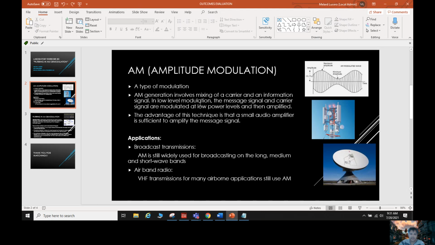So AM generation involves mixing of a carrier and an information signal. In low-level modulation, the message signal and carrier signal are modulated at low power levels and then amplified. So the advantage of this technique is that a small audio amplifier is sufficient to amplify the message signal. So the original form of AM is sometimes called double-sideband amplitude modulation, or the DSBAM, which I have said earlier and included in the codes.